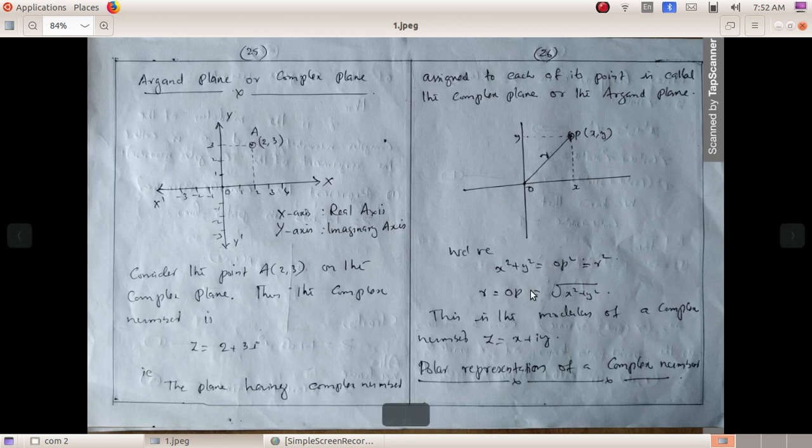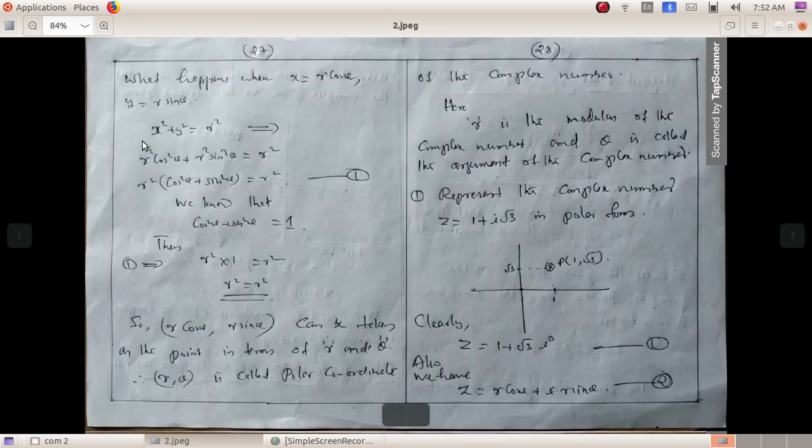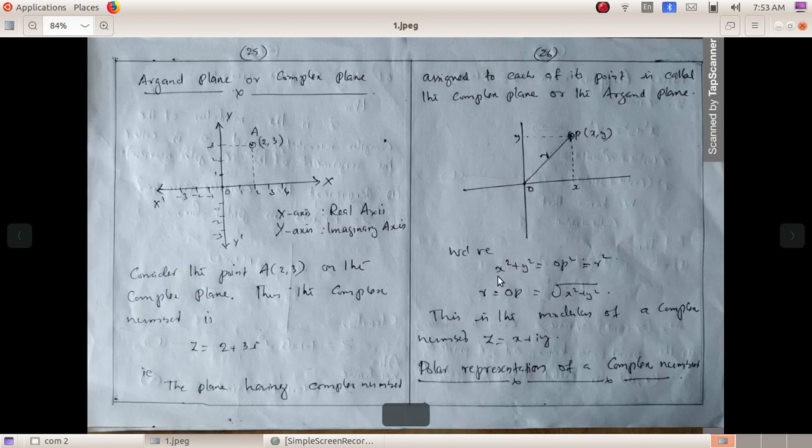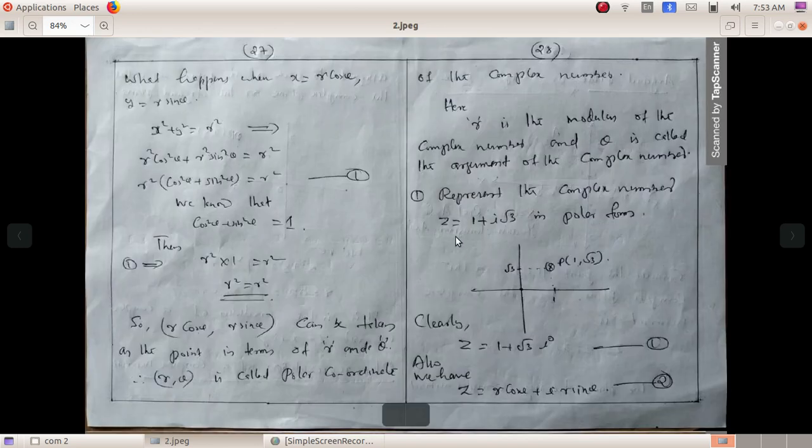Then the polar representation of a complex number. This is very important. You substitute x equal to r cos theta and y equal to r sin theta in this formula. Then what happens? (r cos theta) whole square plus (r sin theta) whole square equals OP square, that is r square. Which means r square cos square theta plus r square sin square theta is equal to r square. So you take r square outside, then r square times (cos square theta plus sin square theta) equals r square.